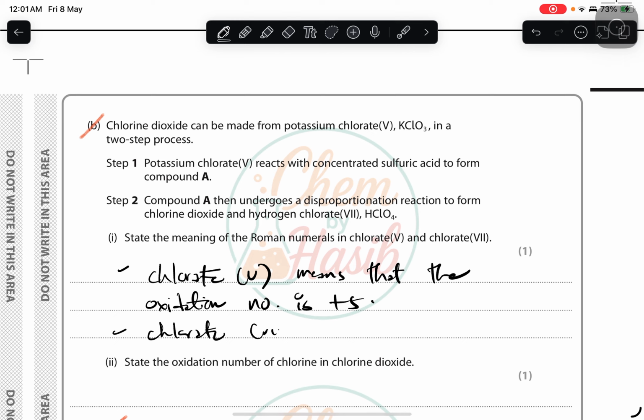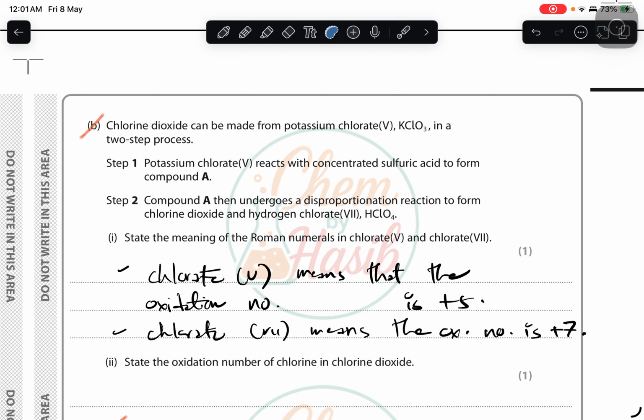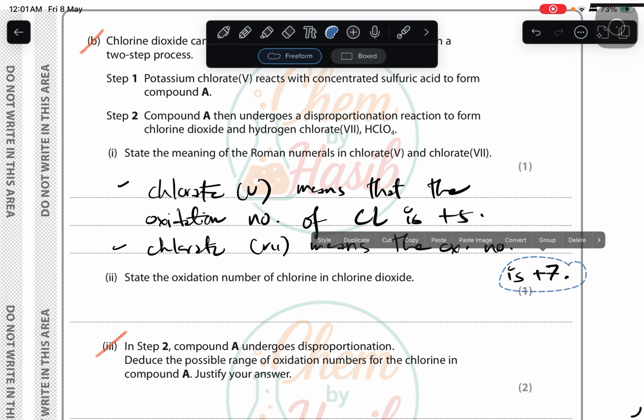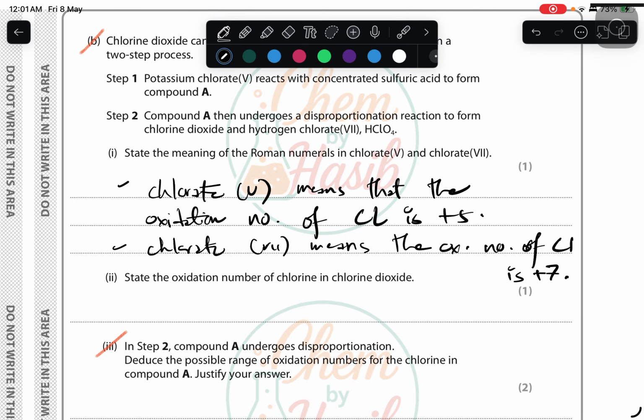Chloride 7 means, it's a very easy question. The chloride 7 means that the oxidation number is plus 7. You should write that the oxidation number of chlorine is plus 5, and the oxidation number of chlorine is plus 7. You have to find the oxidation number of chlorine in the chlorine dioxide molecule.